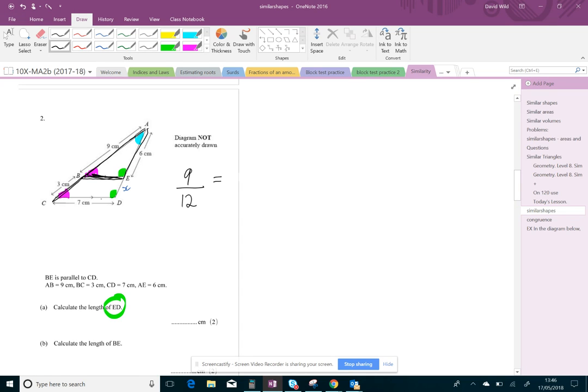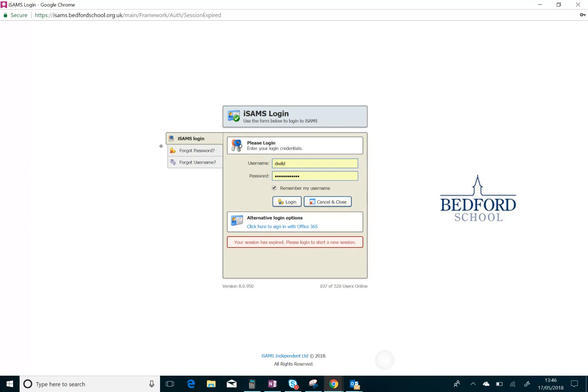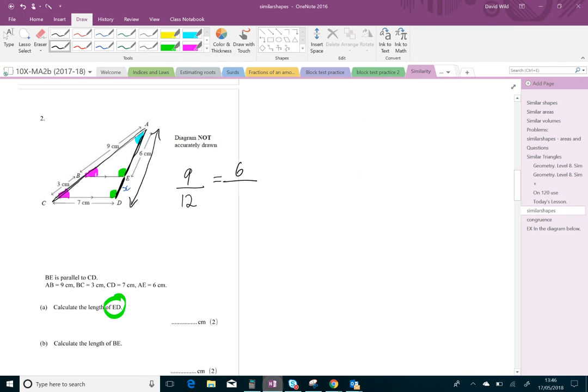So we want the small divided by large. The small is the BE that we're trying to find. Oh, sorry, we're trying to find ED, I beg your pardon. So ED is this one. So we need the small, which is this 6, divided by the large, which is this length, and that's 6 plus X.